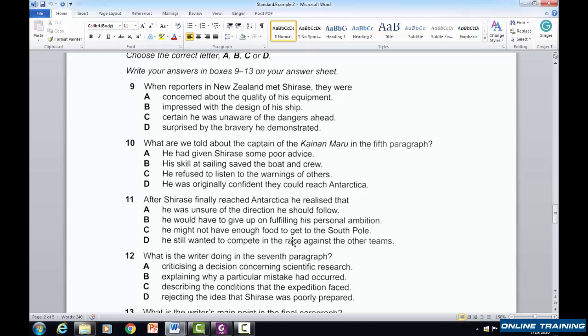Because with that question, you had to read multiple sentences to get a sense of what he realized or what he might have realized. So that was a tricky one. All right, what is the writer doing in the 7th paragraph?